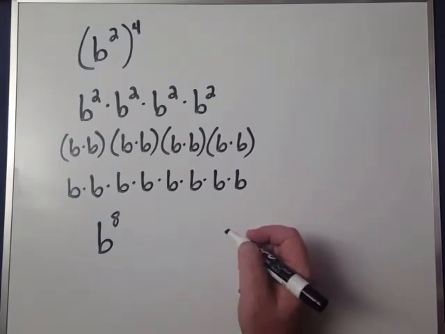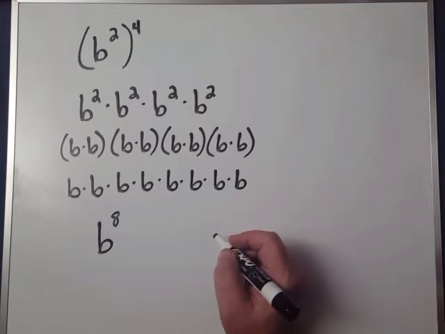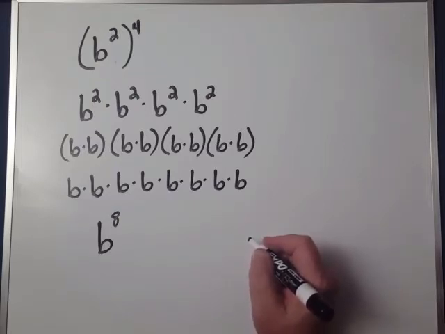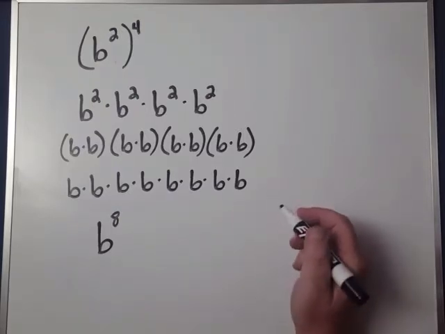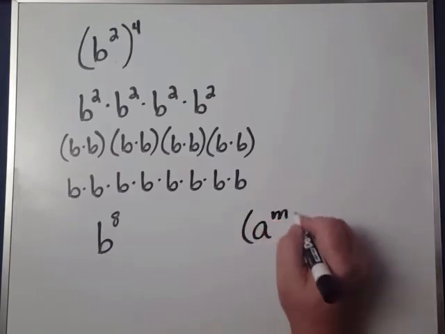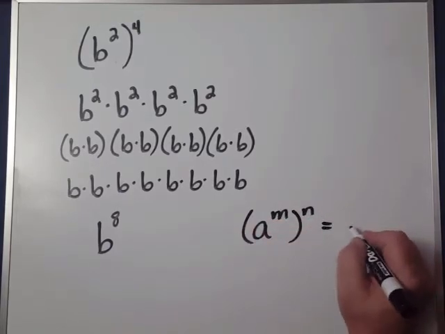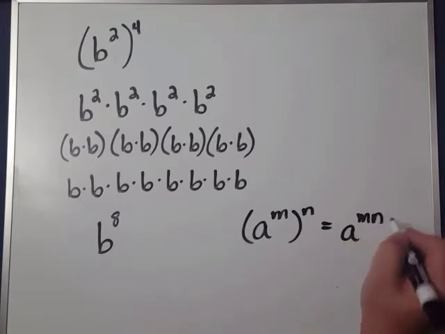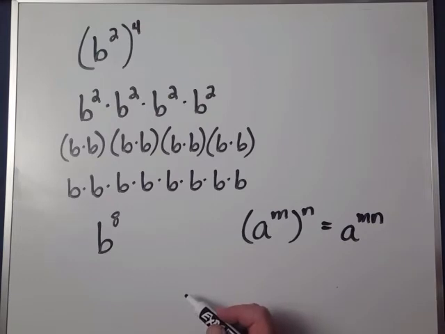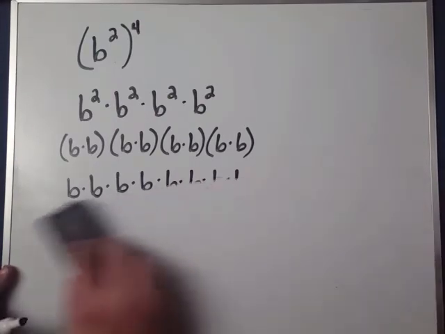This is shown in the brown box middle of page 264. Your book calls this power rule A. You'll typically hear me call it power to a power. It says, if I have a to the m to the n, that's just a to the m times n. That is, if you have a power to a power, you multiply the powers. So there's our second rule.